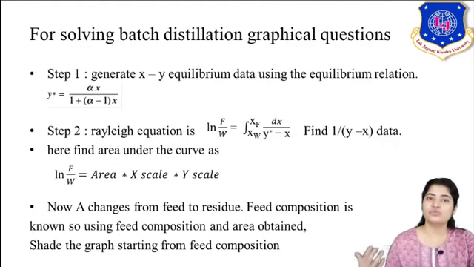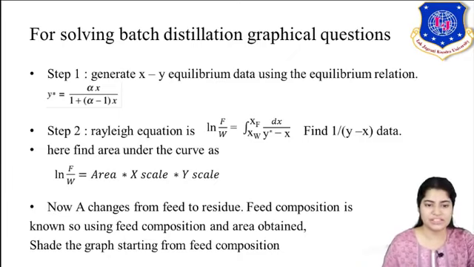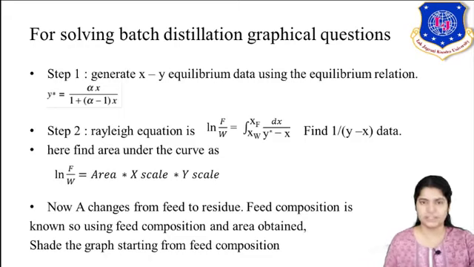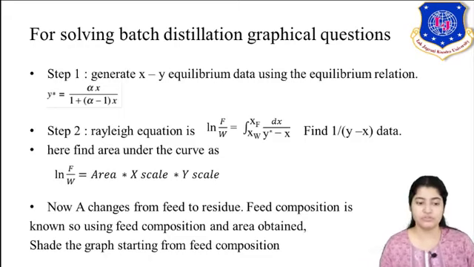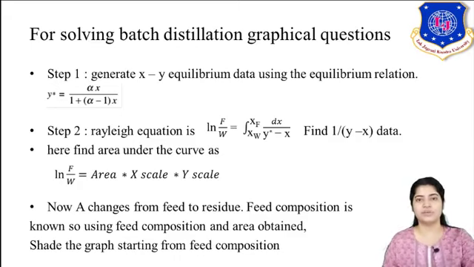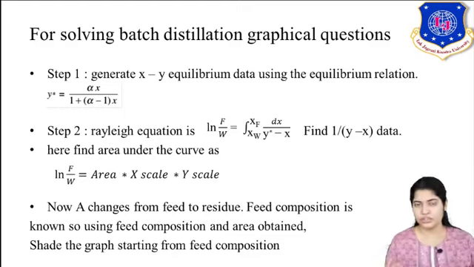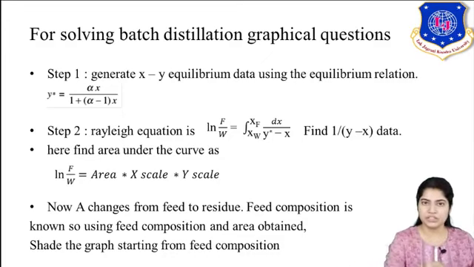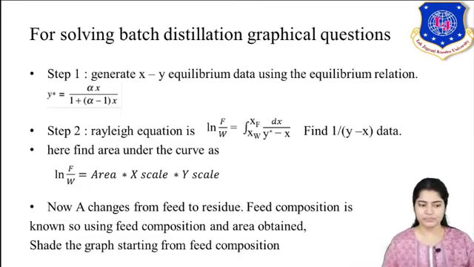So now, how to solve questions for batch distillation using graphical method? In exam, generally graphical method is asked. So first of all, your step is to generate XY equilibrium data. If equilibrium data is not given and relative volatility is given, you can use this formula: y star is equal to alpha x upon 1 plus alpha minus 1 into x. So you have to create a table for different values of x. You can substitute in this equation and you will get corresponding y.